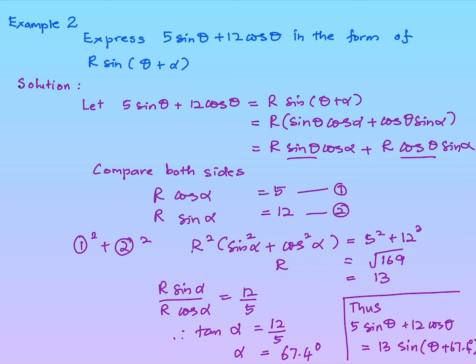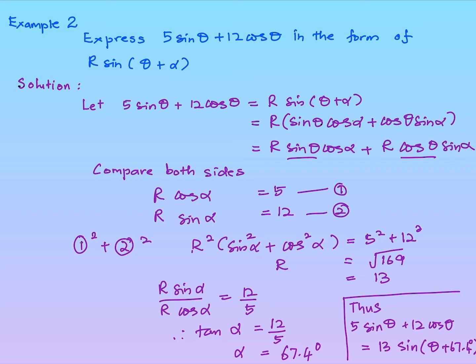Then we go to divide the second equation by equation number 1. So we have r sin alpha over r cos alpha, which gives tan alpha, since sin over cos is tan alpha, equals 12 over 5, and so we have alpha as an acute angle 67.4.